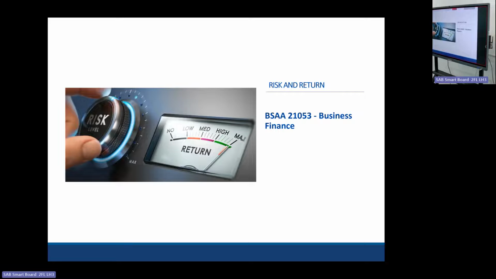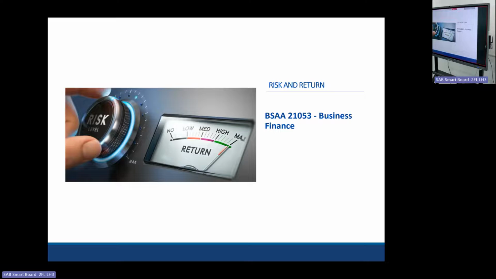When it comes to the investor's required rate of return, I think you remember I explained this at the introduction also. It is equal to the risk-free rate of return plus some risk premium. So this risk-free rate of return: risk-free means no risk.